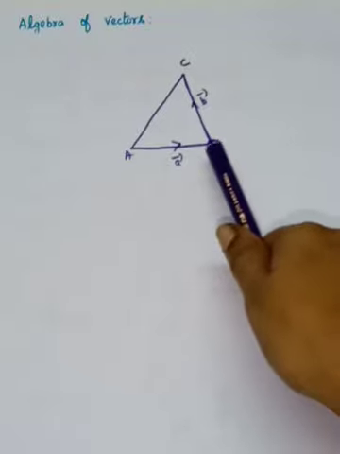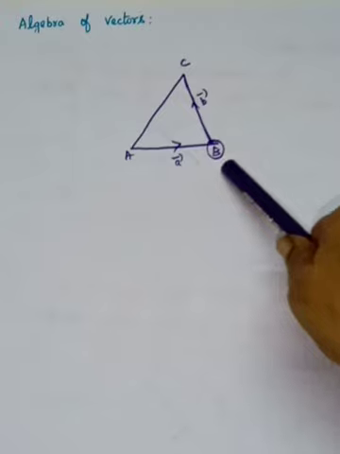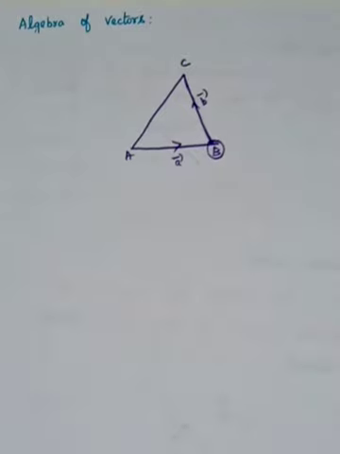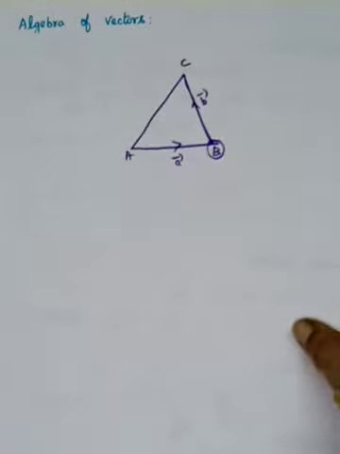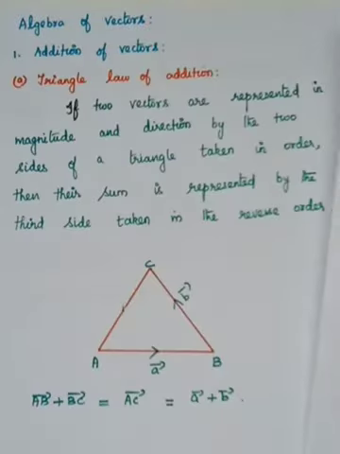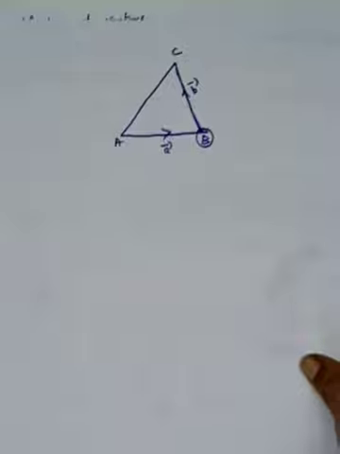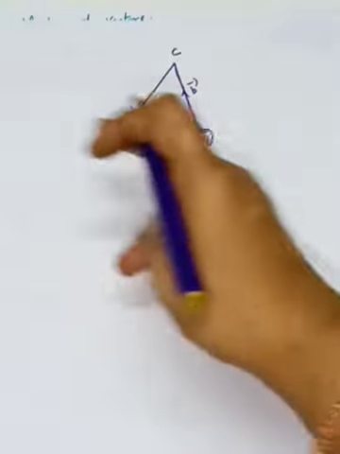See that this is the first vector I have taken. Its terminal point is B. The next second vector's initial point is also B. Only if these two coincide can we add the vectors. So that's why we have taken the two vectors represented in magnitude and direction by the two sides of the triangle, taken in order. That is very important.